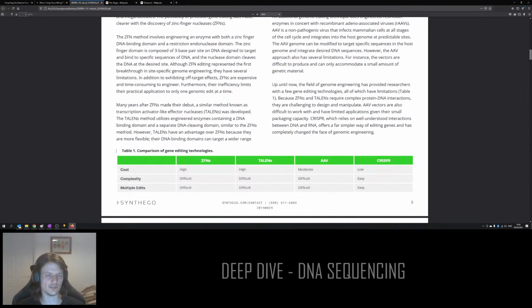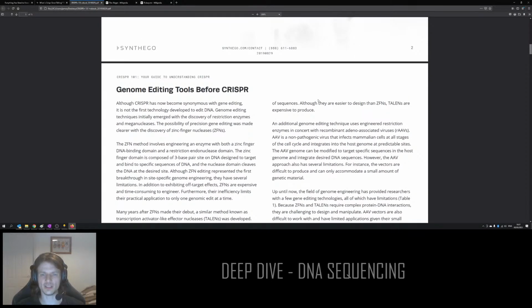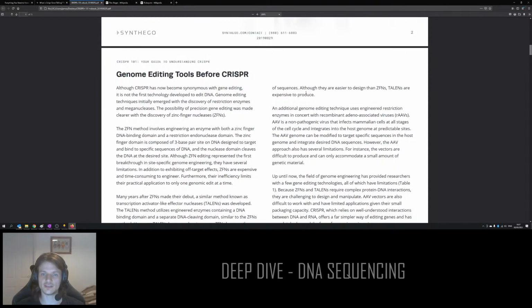Many years after zinc fingers made their debut, a similar method known as transcription activator-like effector nucleases, TALENs, was developed. This I've heard on a podcast. The TALENs method utilizes engineered enzymes containing a DNA binding domain and a separate DNA cleaving domain, similar to the ZFN method. However, TALENs have an advantage over ZFNs because they are more flexible. The DNA binding domains can target a wider range of sequences. Although they are easier to design than the ZFNs, TALENs are expensive to produce.